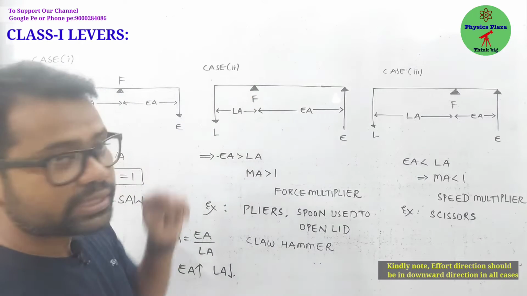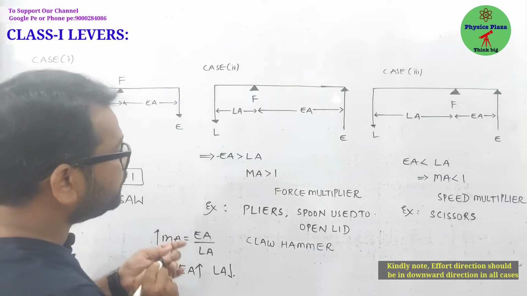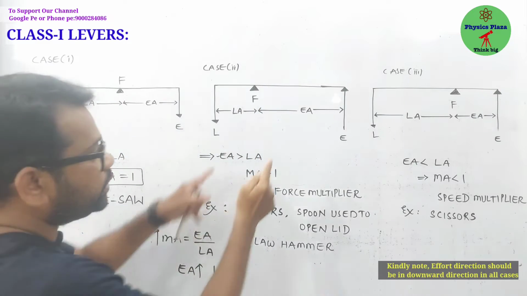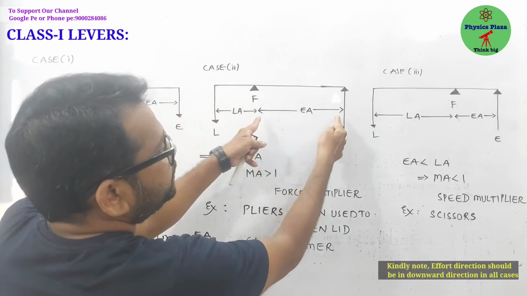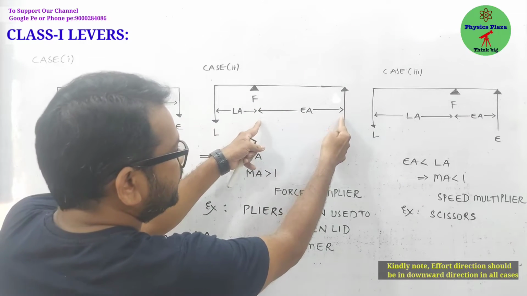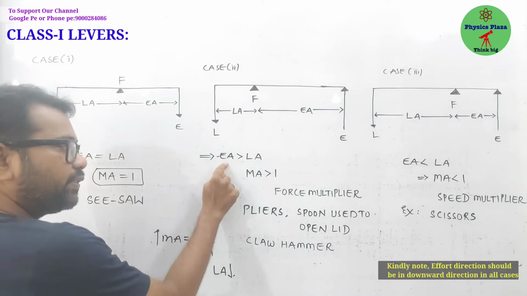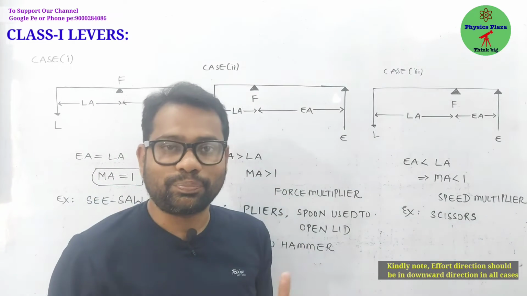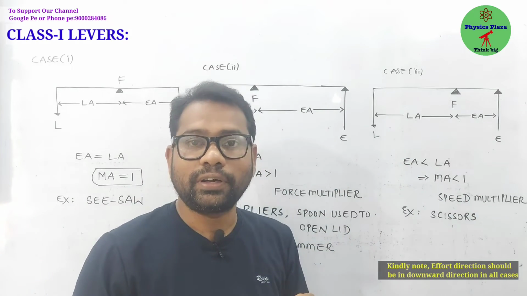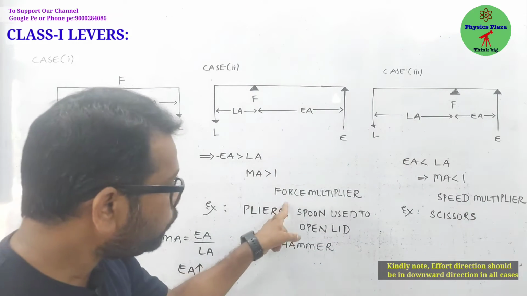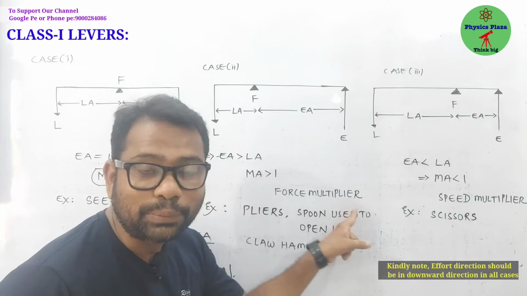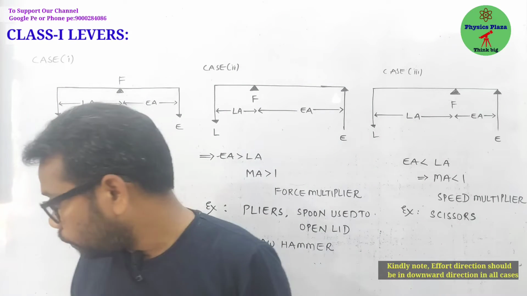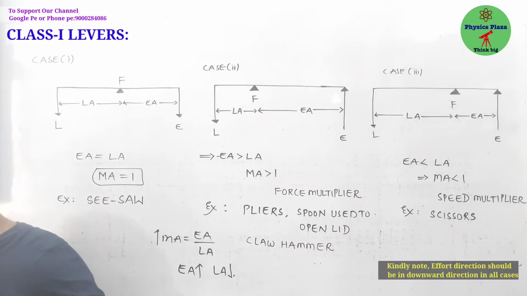Now if you see this situation, children, here the fulcrum is adjusted in such a way that it is very near to the load. Near to the load means the effort arm is increased. So the effort arm is greater than the load arm. Whenever the effort arm is greater than the load arm, the mechanical advantage will be greater than 1. Then that particular lever acts as a force multiplier. Now what are the best examples? Yes, pliers. First we will see a plier.